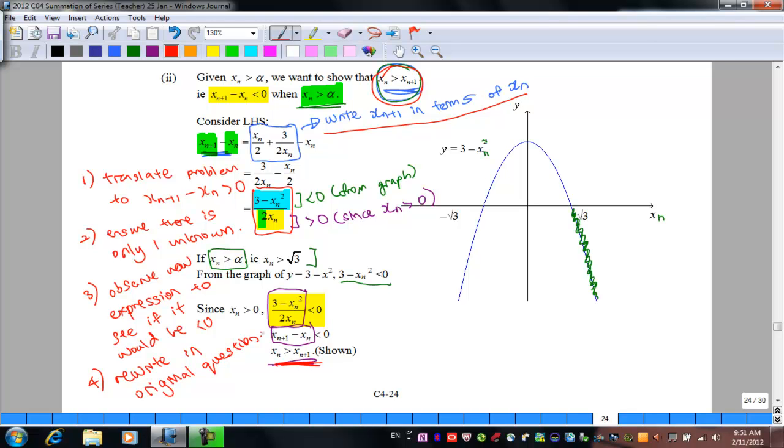So that concludes our lectures on the limit of a sequence. In our final video, we will be looking at the limits of a series and therefore close this whole chapter on summation of a series.